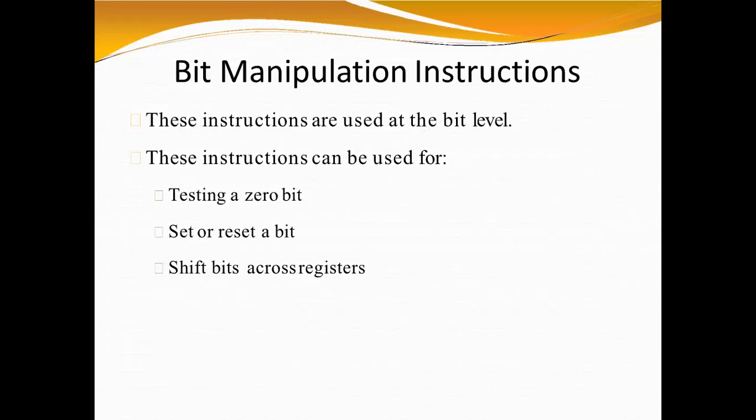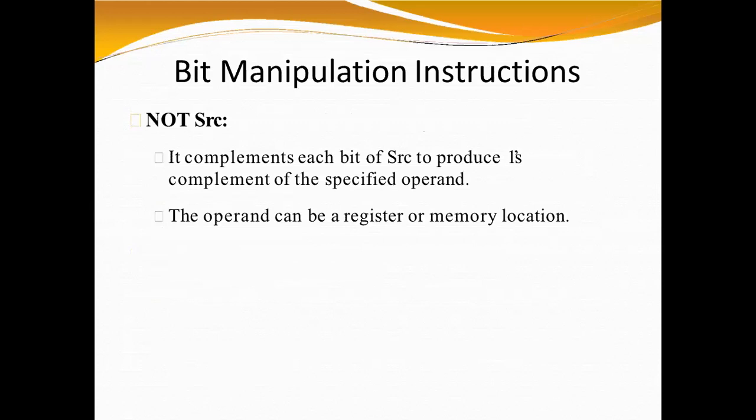Next are the bit manipulation instructions. These instructions are used to perform operations where data bits are involved, like logical and shift operations. They can be used for testing a bit, setting or resetting a bit, and shifting bits across a register. NOT complements each bit of the source to produce the one's complement of the specified operand, register or memory location.